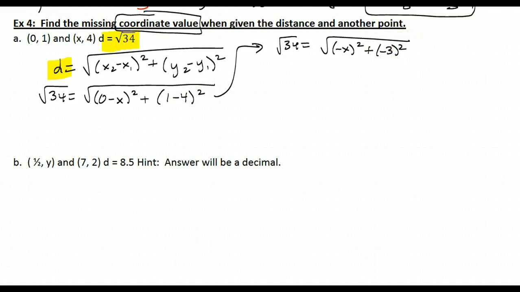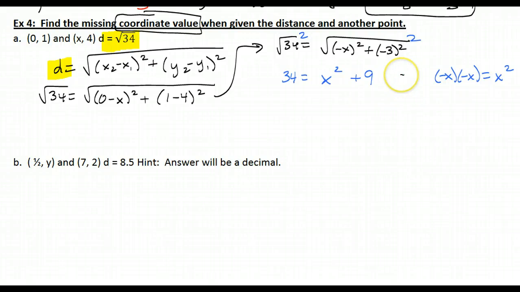And now to get rid of the square root, I'm going to square both sides. And remember, a square and a square root cancel each other, so this just ends up being 34. And on this side, I now have (-x) squared plus (-3) squared, which is 9. And just a second, see how -3 squared is 9? This is really -x times -x, which would turn into a positive x. So at this point, I can just write x squared.